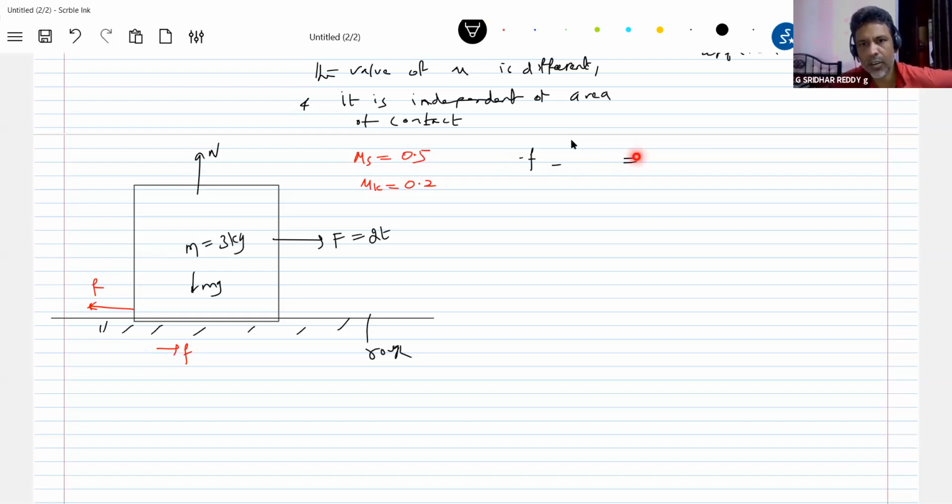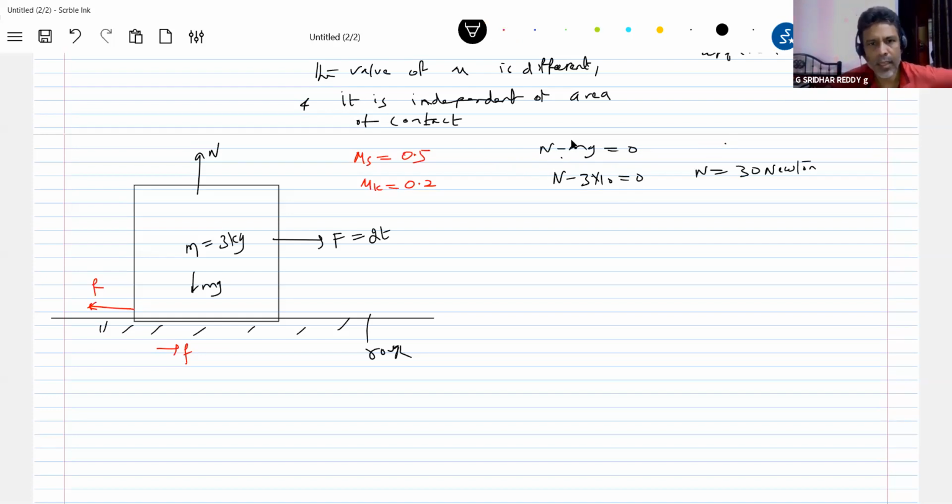Before that, normal reaction. What is the normal reaction? N minus mg equals 0. So what is the value of this? N will be N minus 3 into 10. So N equal to 30 Newton.